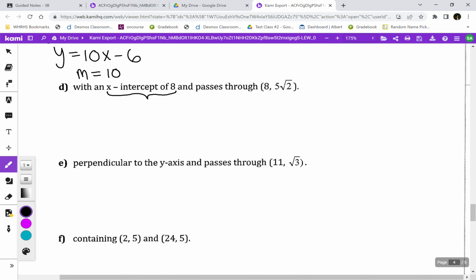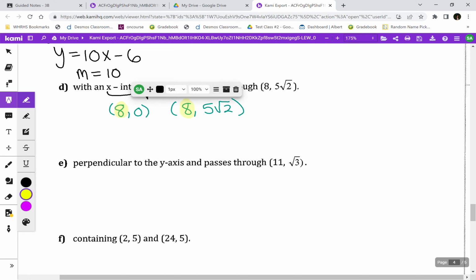Really? 3 people? That's it? Jocelyn? (8, 0). And then the other point is (8, 5 root 2). What do I really, really hope at this moment you recognize? Only one person? Mariana? Good. The x's have the same coordinate. What does that mean? Since the x has the same coordinate, is it moving left or right at all?